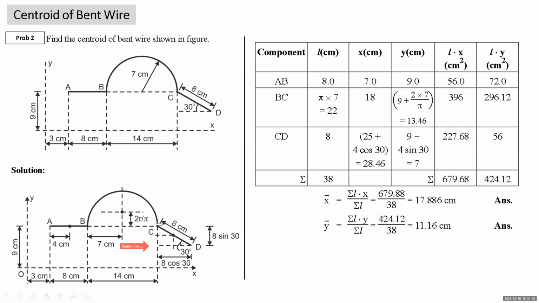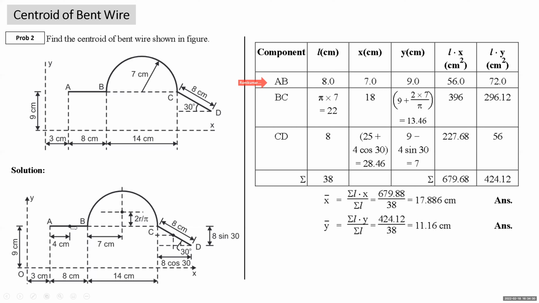This property will help me in reading the coordinates. Again, the given wire length does not have any axis symmetry, so I need to find x bar and y bar both. So make a table with 6 columns: Component, L, X, Y, Lx, Ly. Dimensions are in centimeter, so L is in centimeter, X is centimeter, Y is centimeter, Lx is centimeter square, Ly is centimeter square.